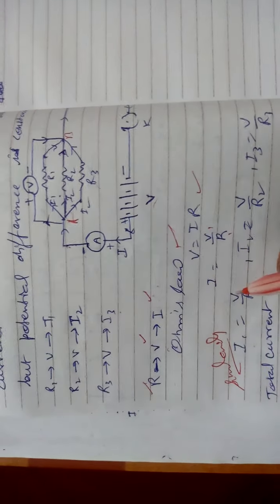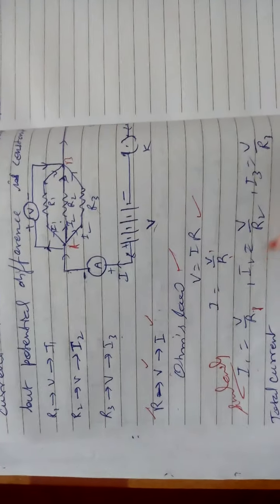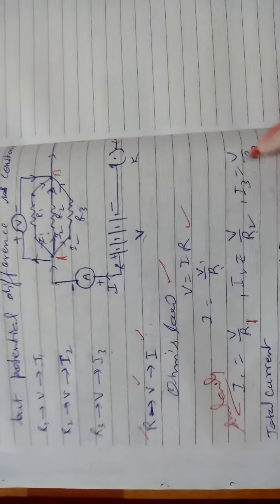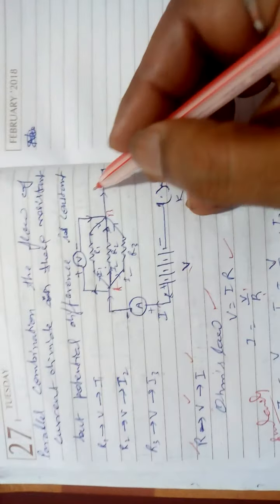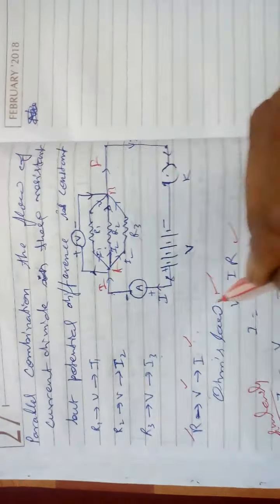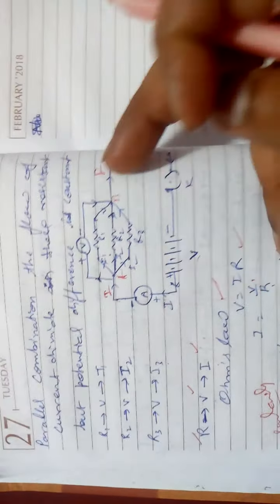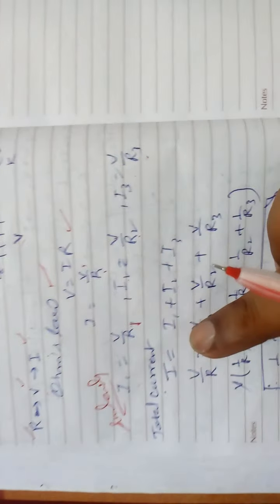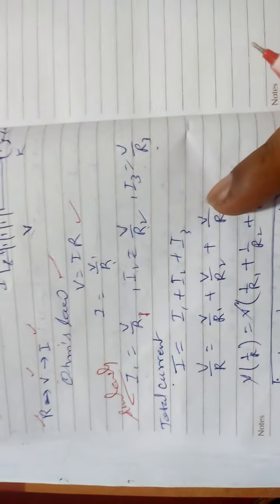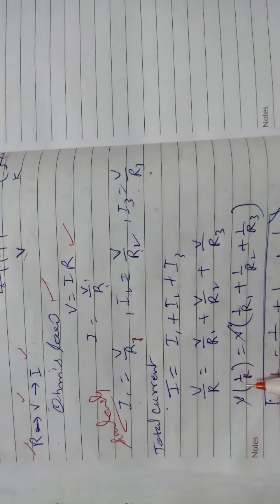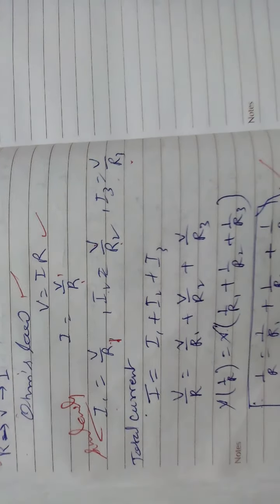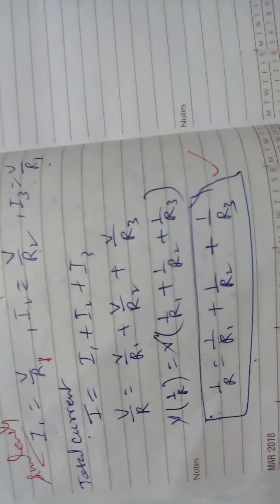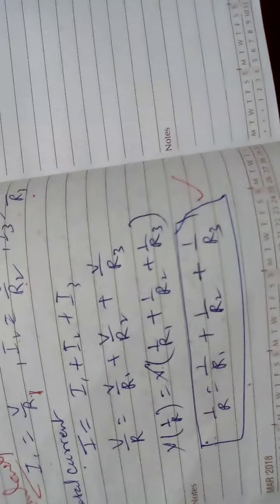Similarly, I1 is equal to V upon R1, I2 is equal to V upon R2, and I3 is equal to V upon R3. But after the combination you get total current I. So I1 plus I2 plus I3 is I. Write I equal to I1 plus I2 plus I3 and put in the values from these formulas. V is common and cancels from both sides. You get this formula for the calculation of numericals in the parallel combination.